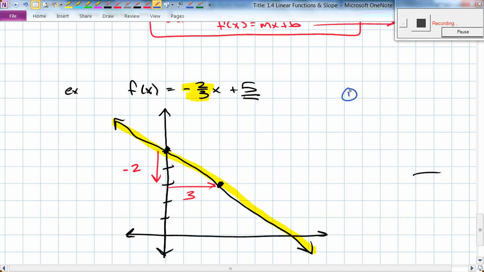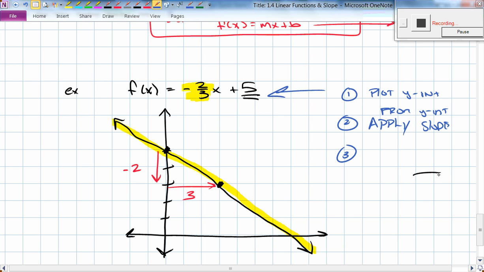First thing, what did we do first to graph something in slope intercept form? Yeah, we would plot the y-intercept. All right. What's the second thing we did after we plot the y-intercept? Yeah, we apply the slope from the y-intercept, right? So you have to do the y-intercept first, and then from that y-intercept, apply the slope. What's the very third thing that we did? Yeah, connect the dots. Connect the dots. So there you go.